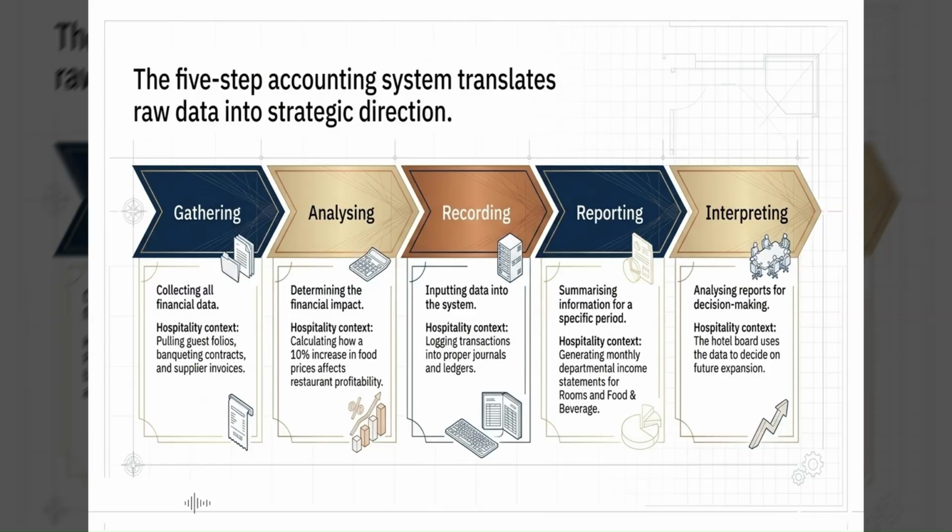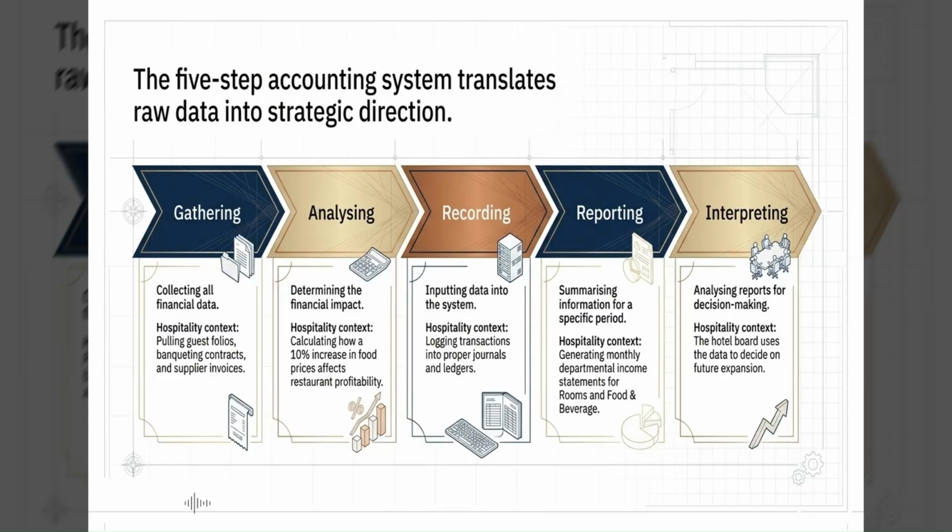Step four is reporting, summarizing all that information for a given period into a condensed and readable format. Monthly departmental income statement for rooms, for food and beverage, for conferencing. Annual financial statement. Compression is the whole value here. Thousands of transactions become one page that a human being can actually read.